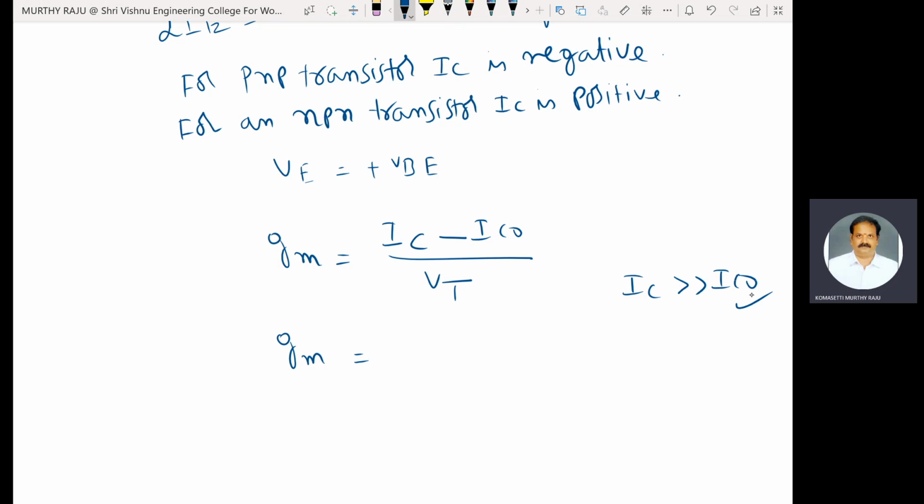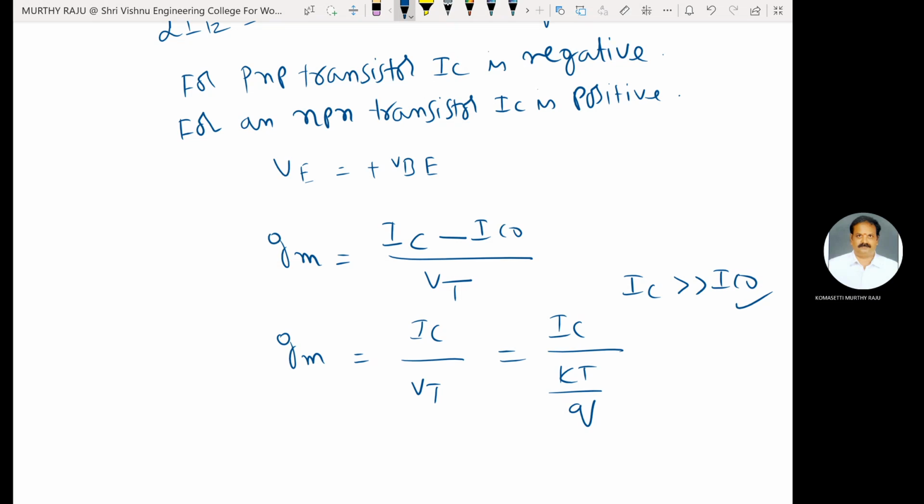IC naught is the reverse saturation current, which is due to minority charge carriers. IC is due to majority charge carriers. Therefore, IC is far greater than IC naught, and IC naught is neglected. That is equal to IC by VT. VT is equal to KT by Q.